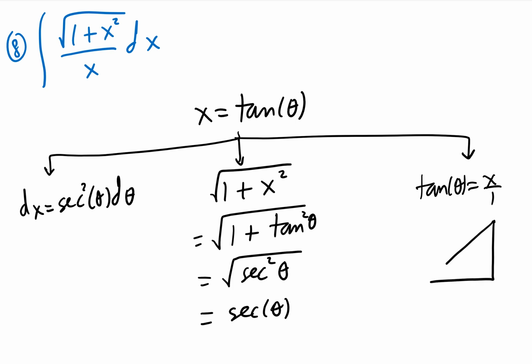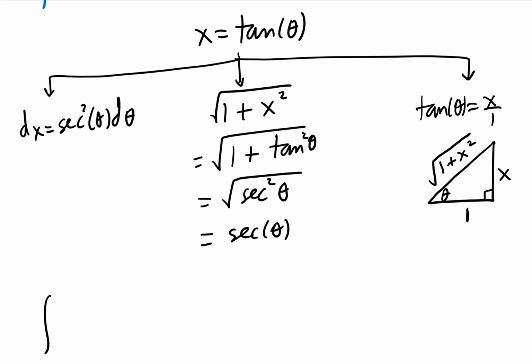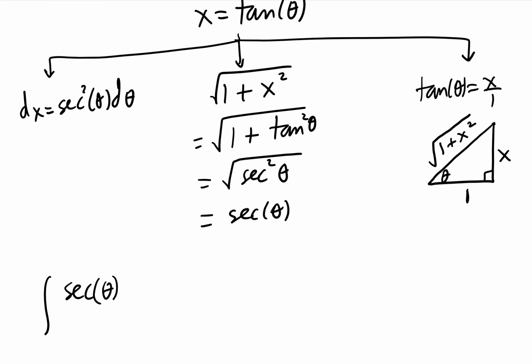We draw the right triangle. This is theta. Tangent is opposite over adjacent. So the hypotenuse, by the Pythagorean theorem, is the square root of 1 plus x squared. Now we go back to the integral. The square root, I simplified it to secant theta, and x in the bottom is tan theta. dx is secant squared theta d theta.